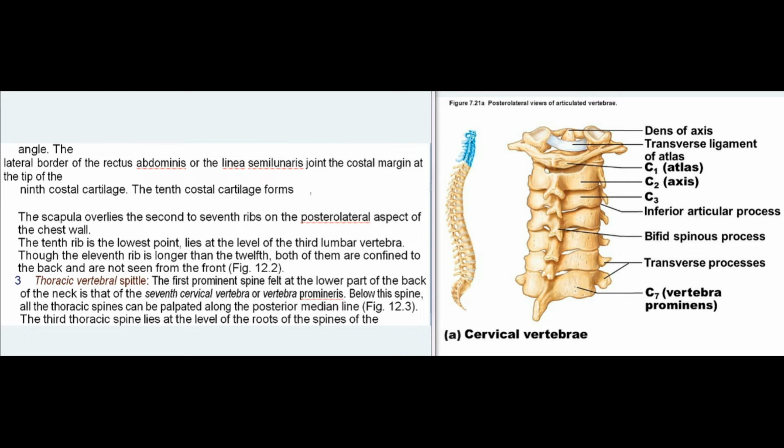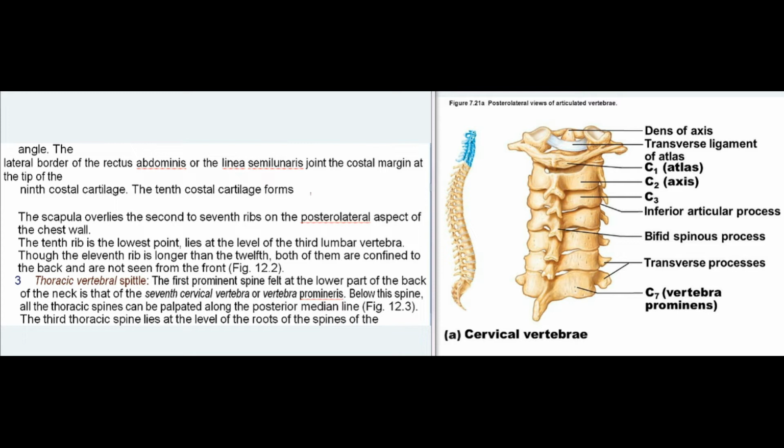of the chest wall. The 10th rib is the lowest point, and lies at the level of the 3rd lumbar vertebra. Though the 11th rib is longer than the 12th, both of them are confined to the back and are not seen from the front, Fig 12.2.